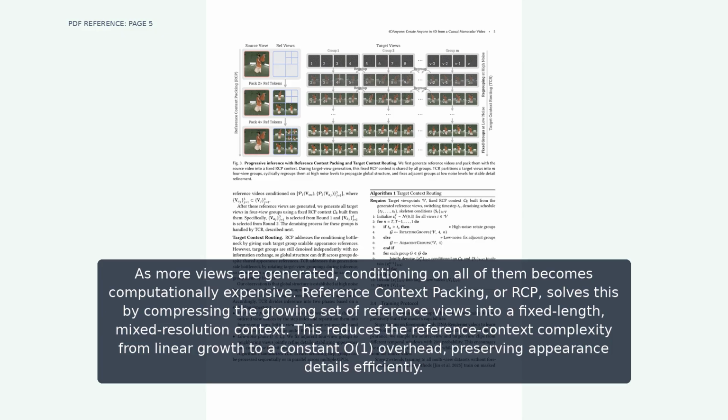As more views are generated, conditioning on all of them becomes computationally expensive. Reference context packing, or RCP, solves this by compressing the growing set of reference views into a fixed-length, mixed-resolution context. This reduces the reference context complexity from linear growth to a constant O(1) overhead, preserving appearance details efficiently.